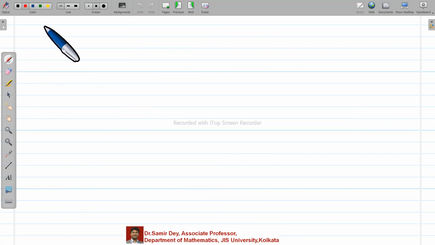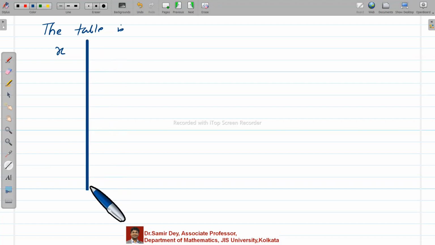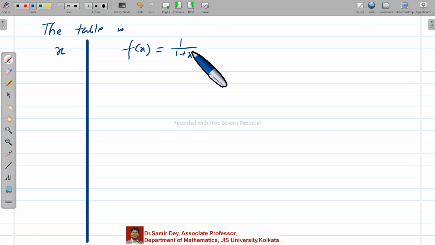So please write down, just a minute, the table. This table is very important. This is your x, you need to write this. Another one is f(x). f(x) is equal to 1 by 1 plus x square. Okay.